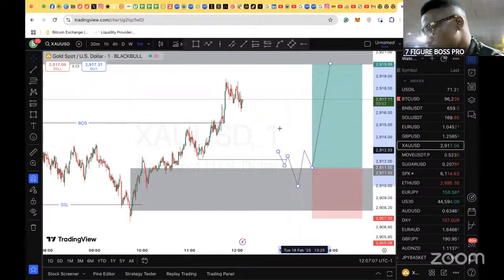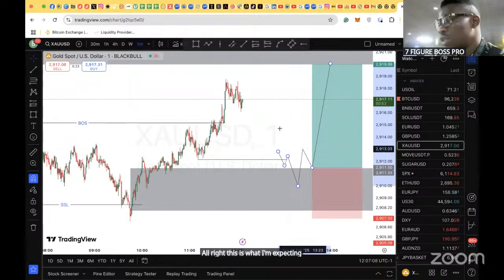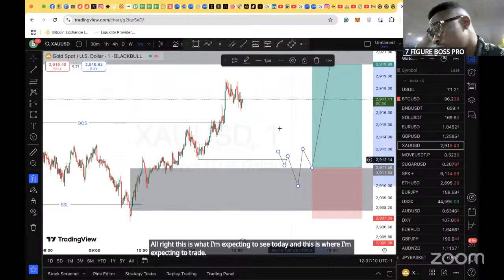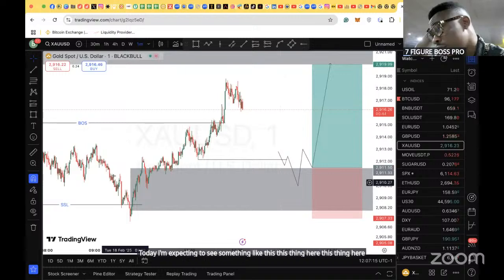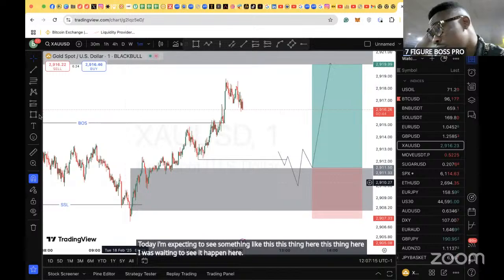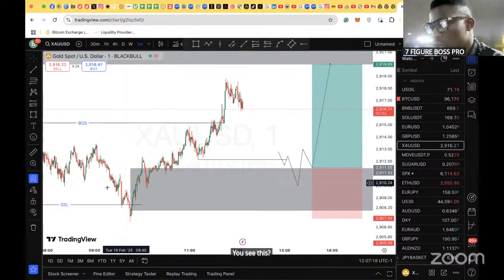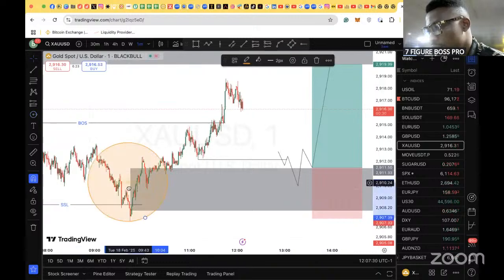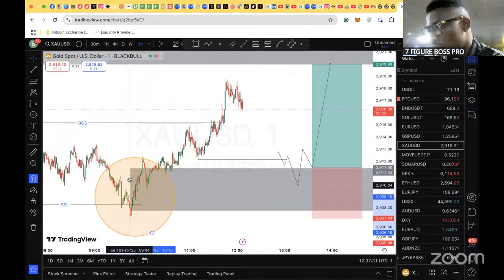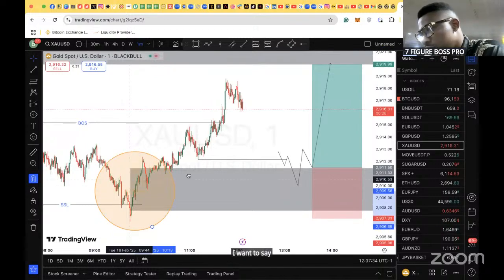All right, this is what I'm expecting to see today, and this is where I'm expecting to trade. Today, I'm expecting to see something like this. This thing here, I'm expecting to see it happen here. You see this? Exactly what happened here. I want to see the same thing happen here.